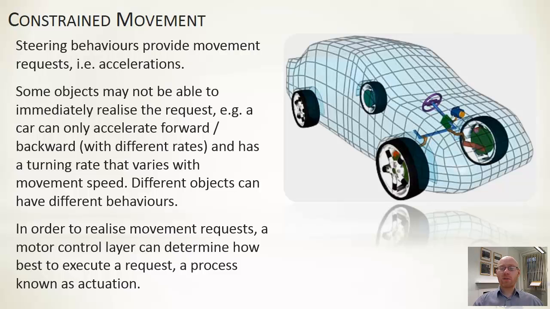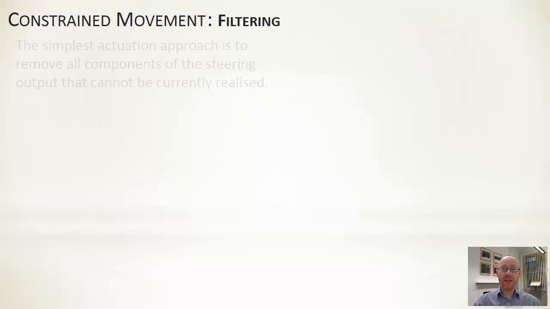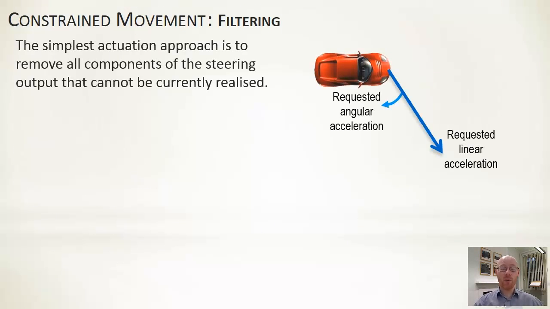A couple of different ways of doing it. Filtering is probably the easiest way, which is where you go to your steering algorithm, you ask, okay, well, what output do you want? And you then cut away bits of that. You filter it based on the movement that you can presently realize.